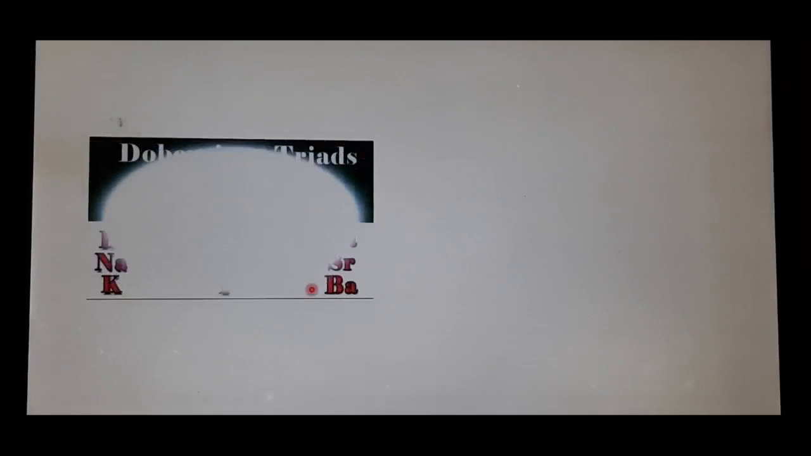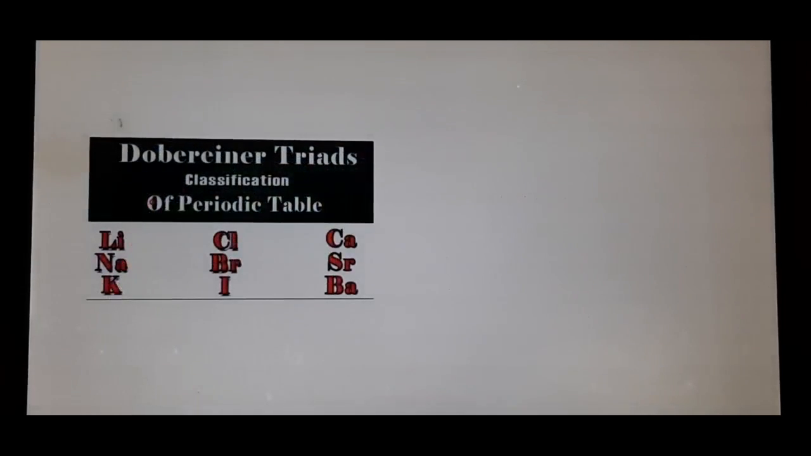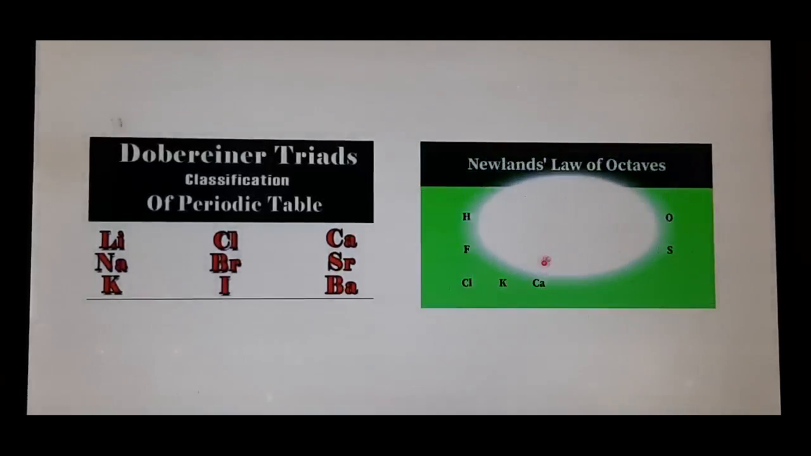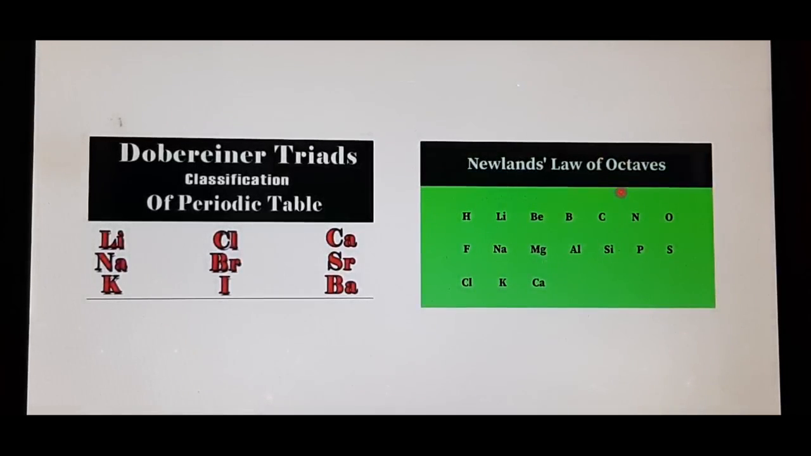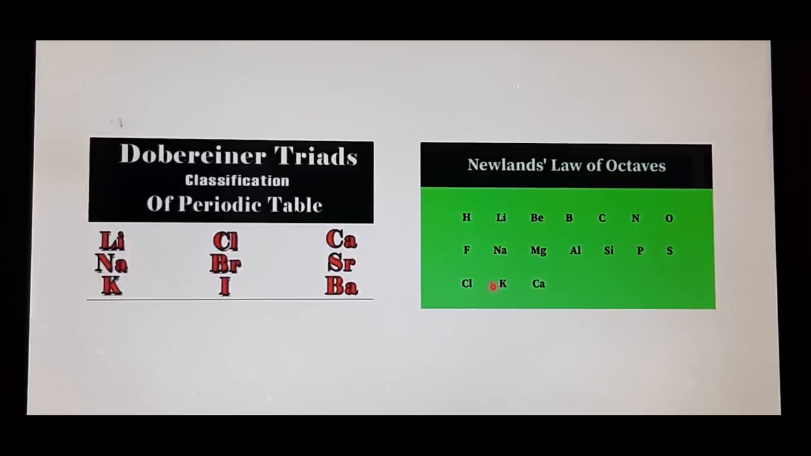We can see here. So these are the three triads which Dobereiner has given: lithium, sodium and potassium; chlorine, bromine and iodine; calcium, strontium and barium. So this is Newlands' law of octaves. So the first triad, if we see, lithium, sodium and potassium. Here we can see this first triad of Dobereiner's.